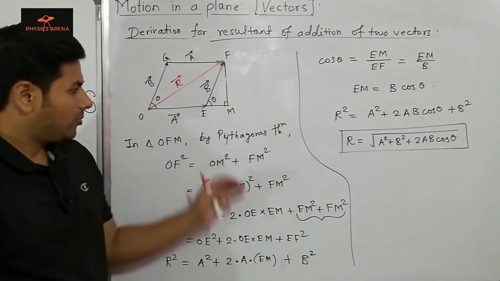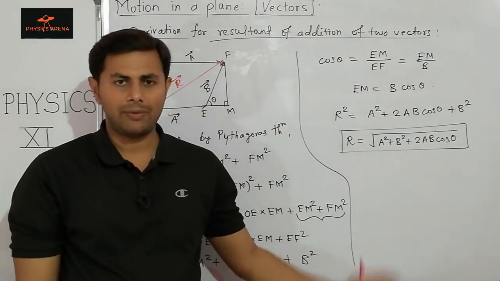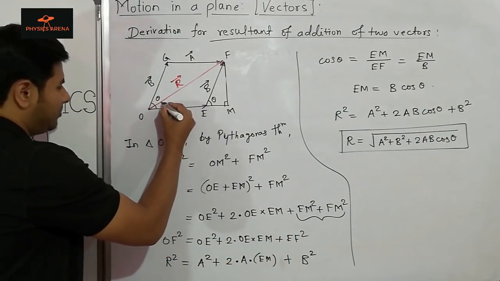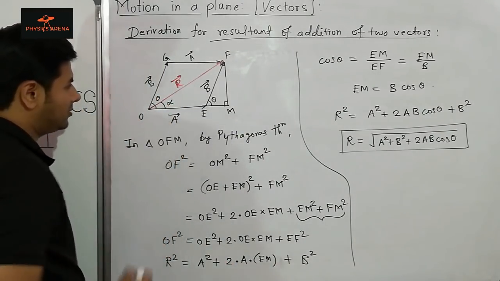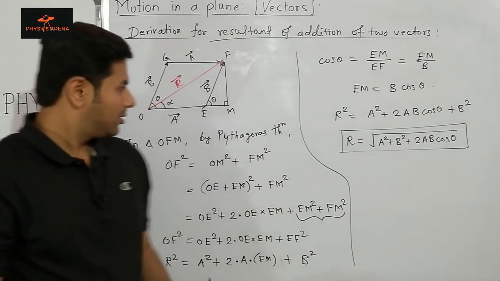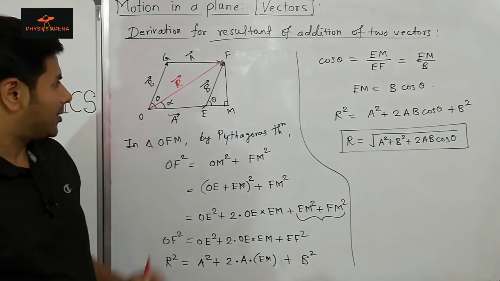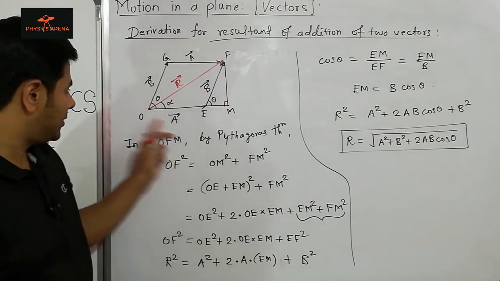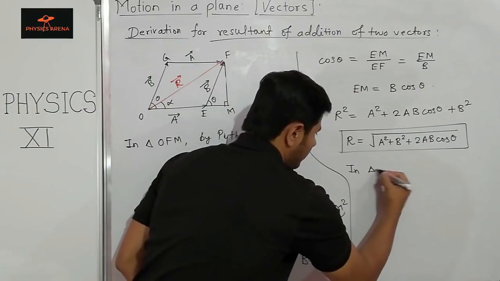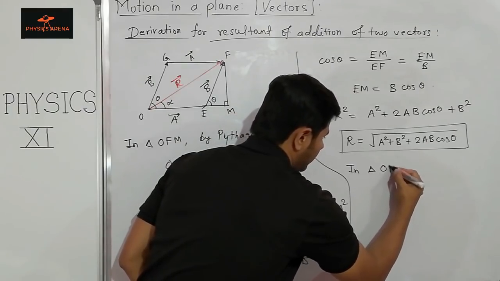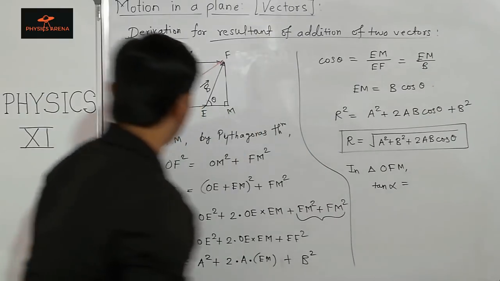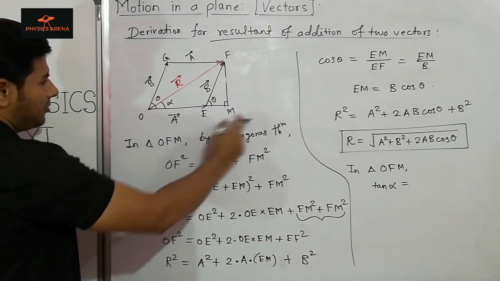Then we have to find the direction of R bar. So let's find it. Suppose it makes an angle of alpha with this A bar, the first vector. So what will be tan of alpha? In this triangle OFM, I can write tan of alpha equals this FM divided by OM.